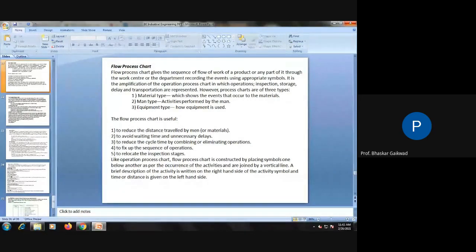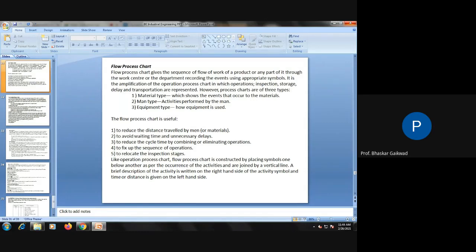And here is the movement of material. If material movement is there, then it is called the material type flow process chart. If man movement is there, then it is called the man type flow process chart. If equipment movement is there, then it is called the equipment type flow process chart. So flow process charts are again divided into three. First is material type, which shows the events that occur to the material. It is related to the material, meaning how the material will move from stores to the processing unit.